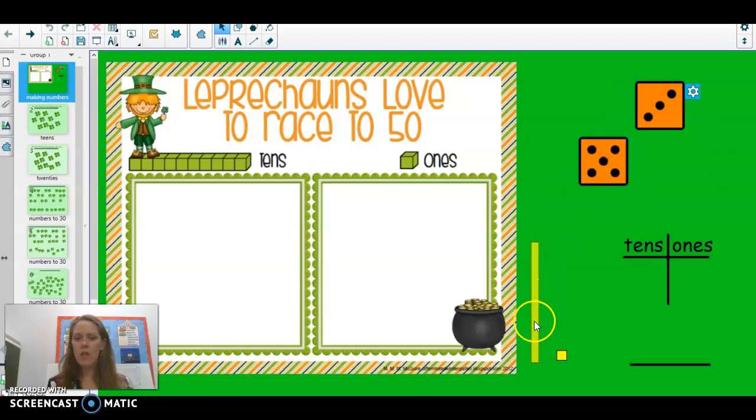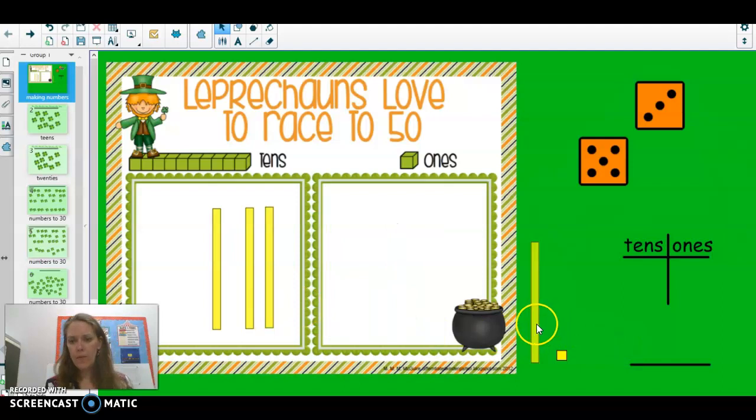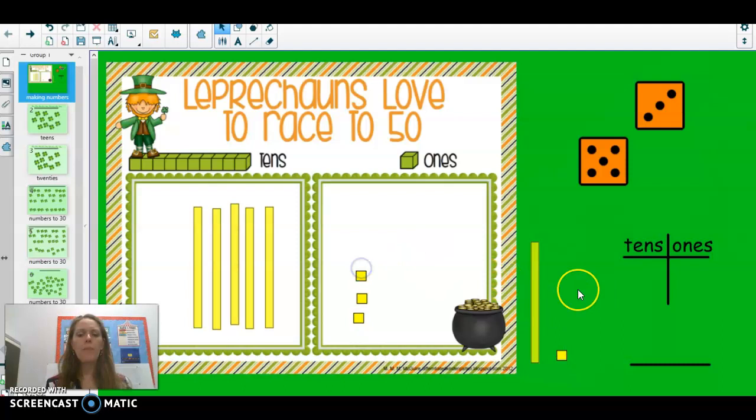I was going to do tens. So I'm going to take my 10. 1, 2, 3, 4, and there's my 5 tens. And then here I have 3 ones. So I'm going to take 3 ones. 1, 2, and 3. So this is what we would do to show what the number is.